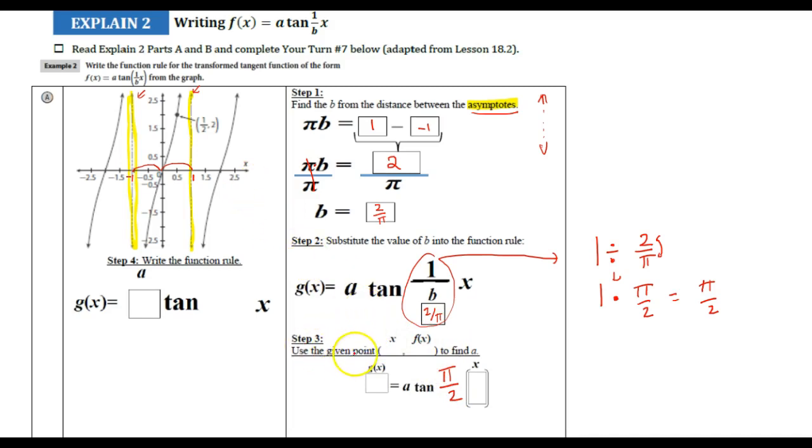Now they say use the given point. You're like, what given point? This one right here. See, they give it to us. 1/2 and 2. So let's plug that in. 1/2 will go here and 2 will go there. And let's actually calculate what that would be. Tangent of pi over 2 times 1/2. And let's see if we can solve for a. We're going to take some time to calculate that out on our Desmos calculator.